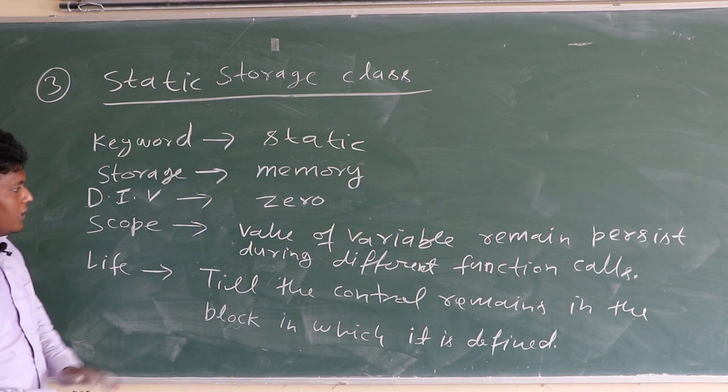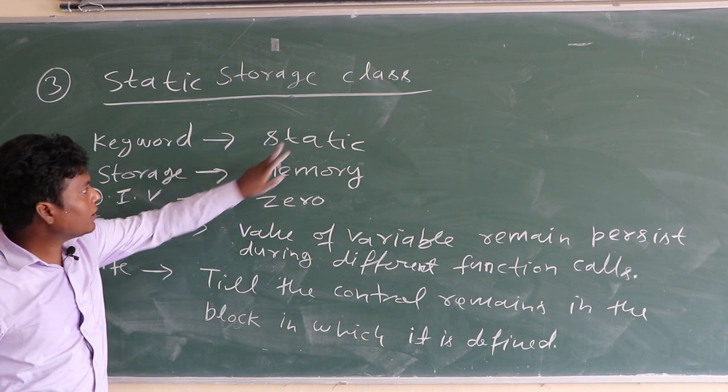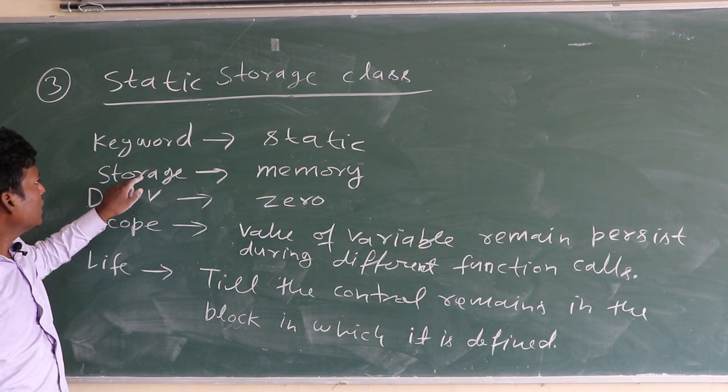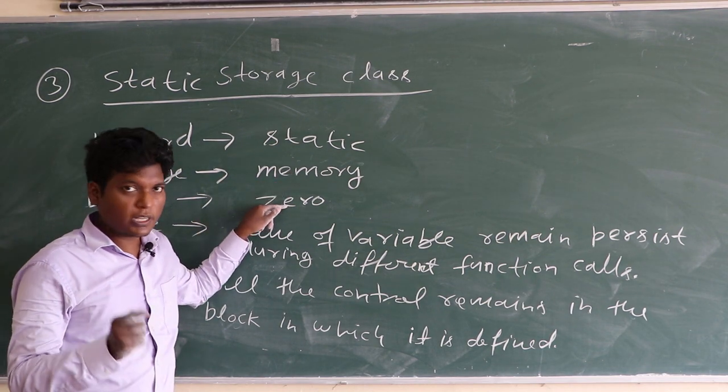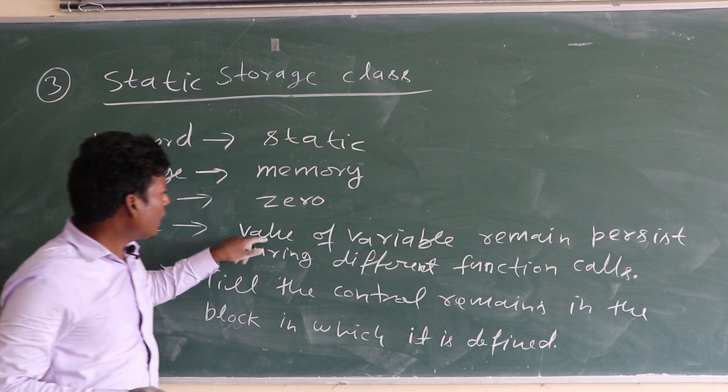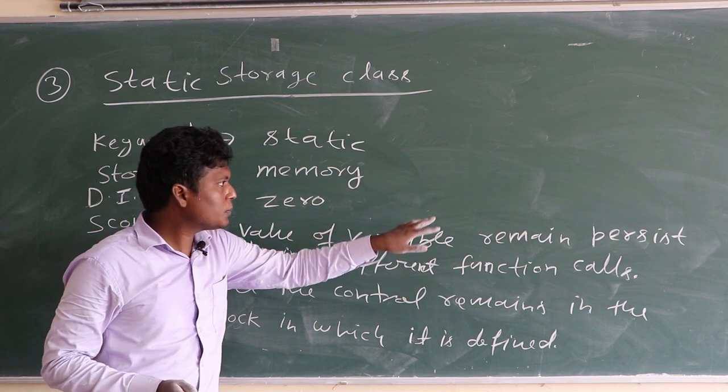Class, there is a change here. Keyword is static in a static storage class. Storage is memory, not registered. Default initial value is 0, not garbage. Scope, value of variable remains persist.